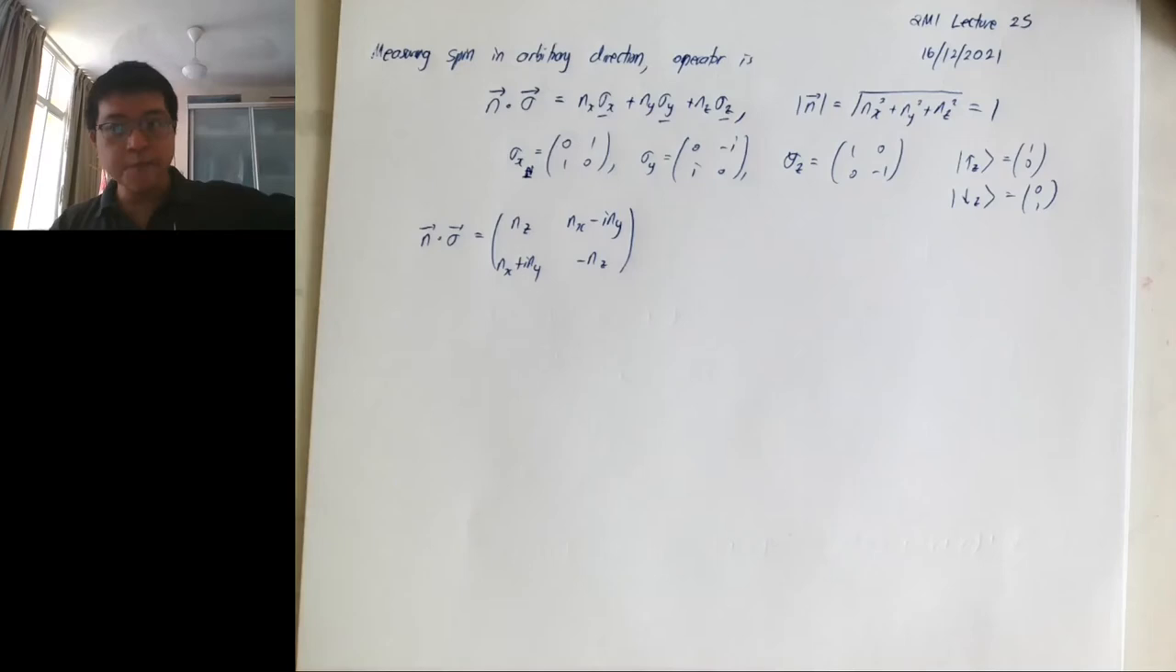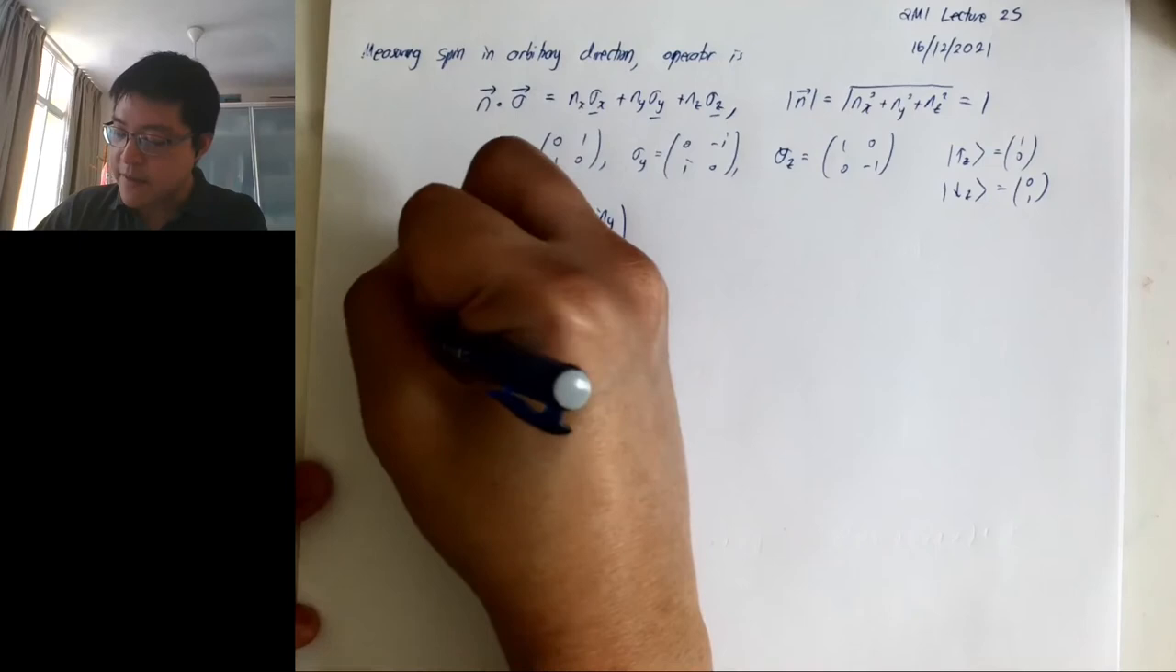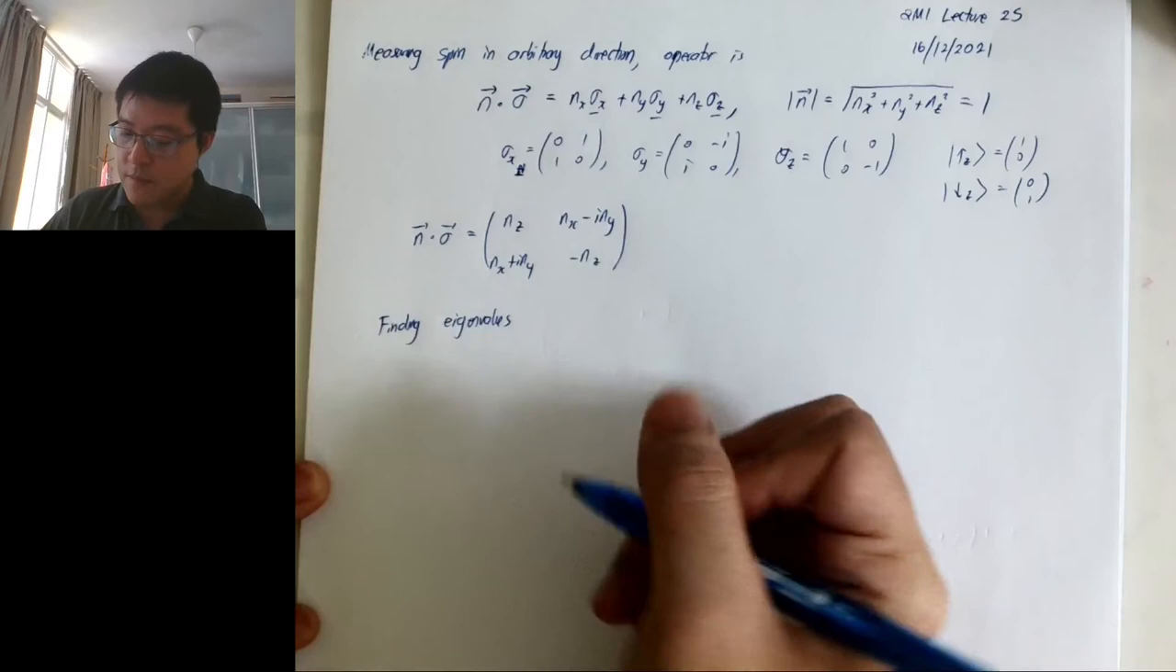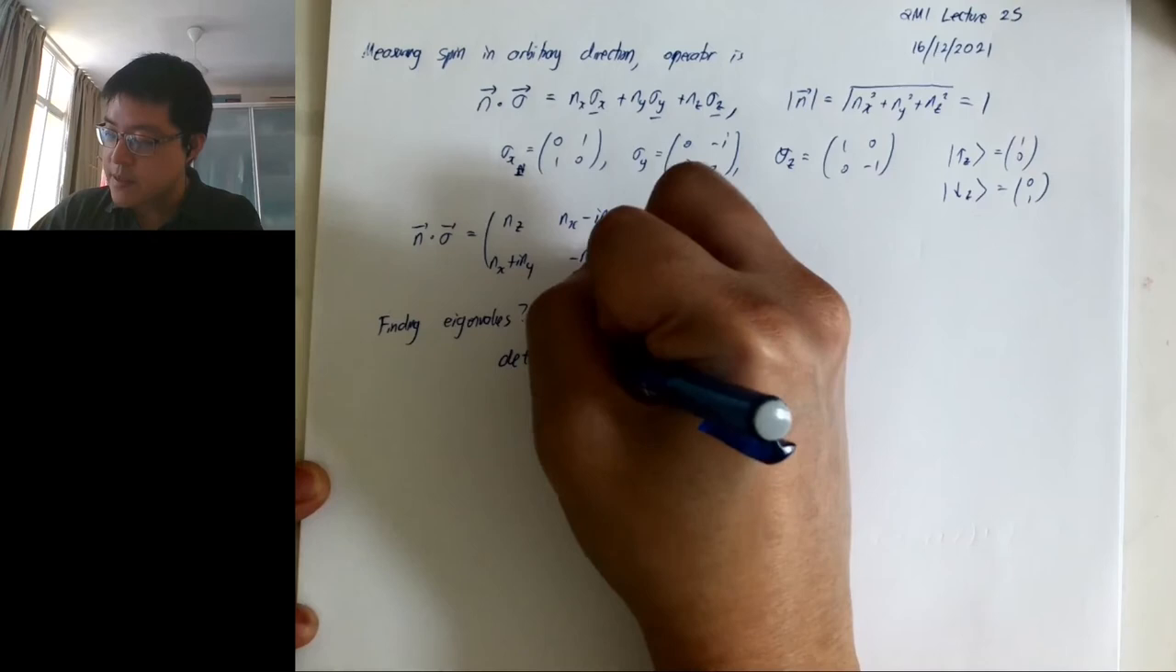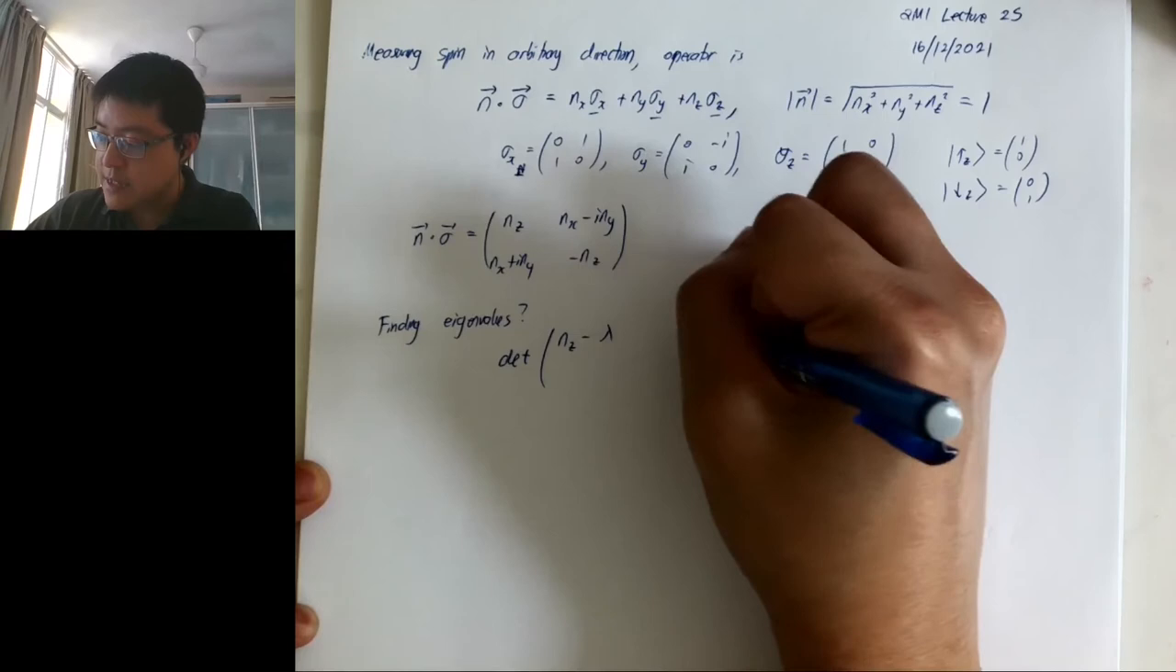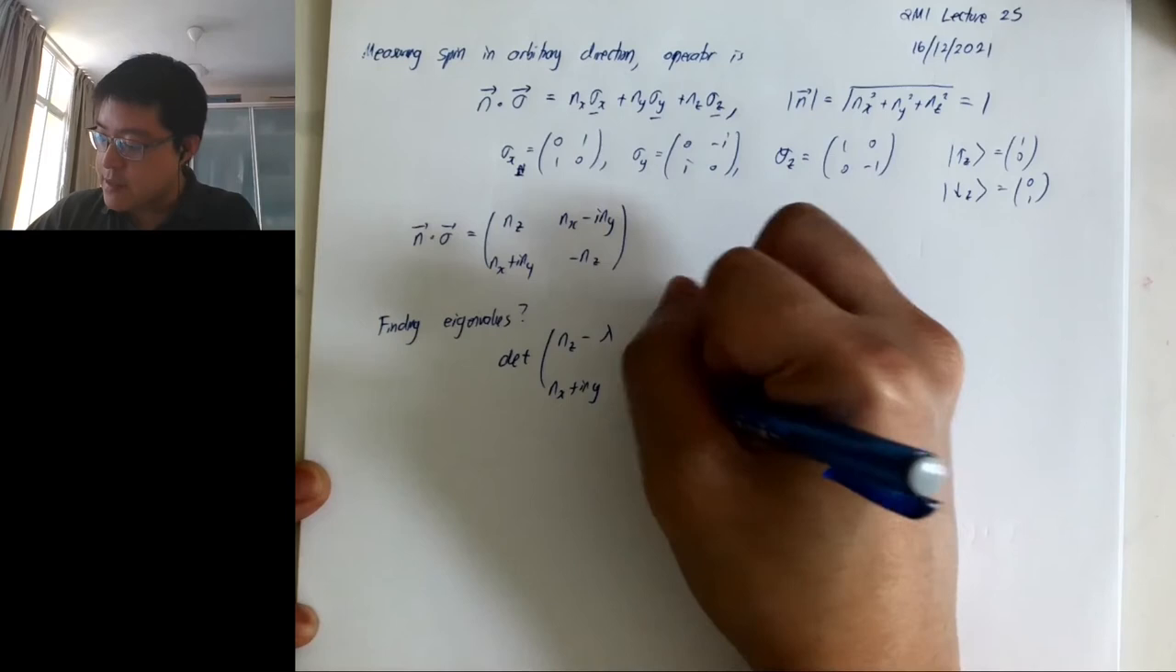Having an operator, we should try to understand this operator by finding first the eigenvalues, right? So to get the eigenvalue, we need to solve this equation, the determinant of this thing minus lambda times the identity matrix. So we got this: nx minus iny, nx plus iny, and then negative nz minus lambda. This determinant should be equal to zero, right?